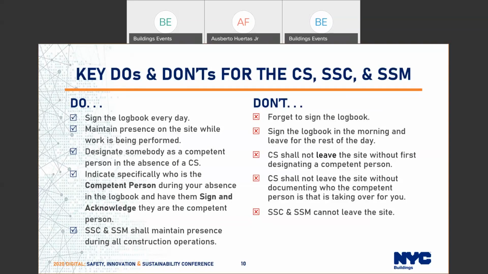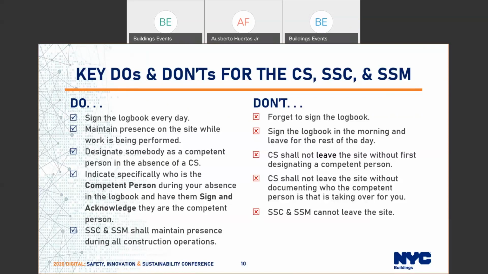Please note, the person picked to be the competent person must have the required supervisor's SST supervisory card or the required trainings. We will discuss this in the upcoming slides. Additionally, site safety coordinators and site safety managers are required to maintain a presence during all construction activities.